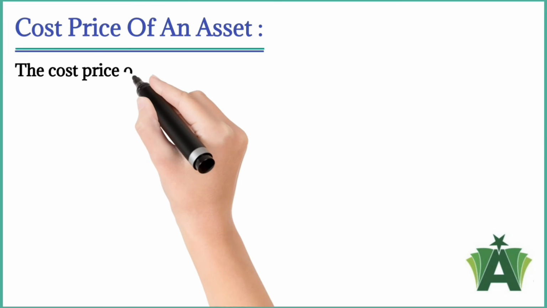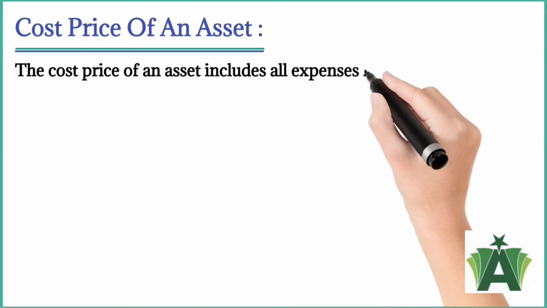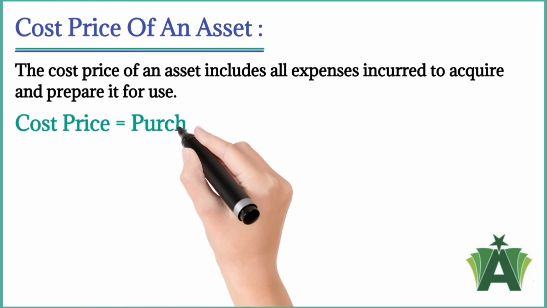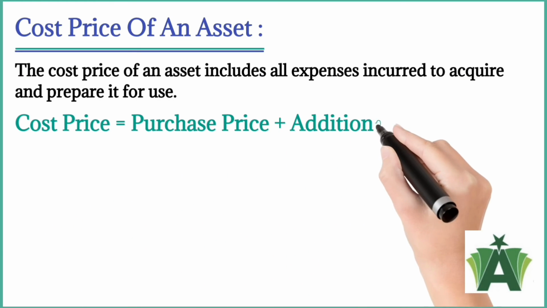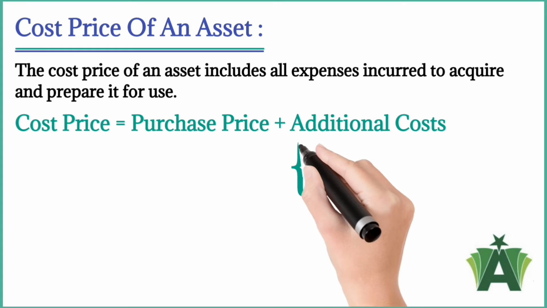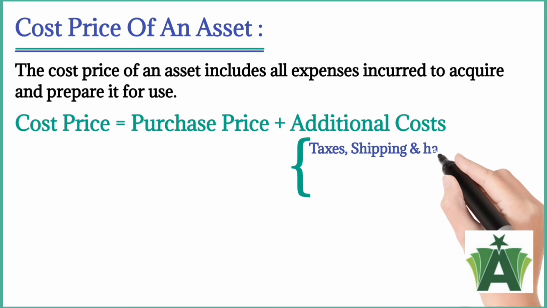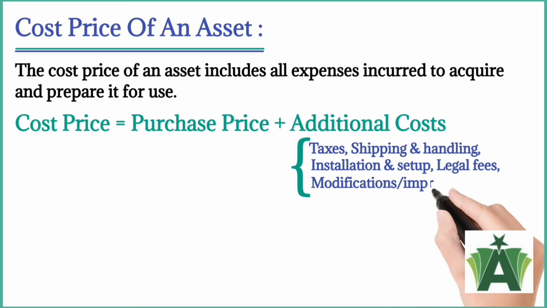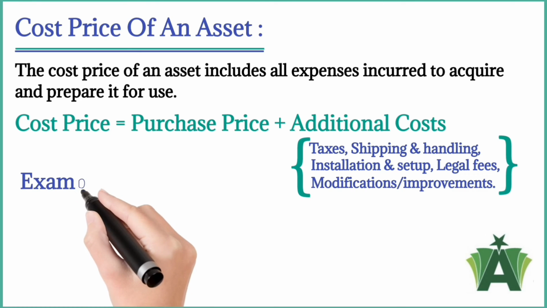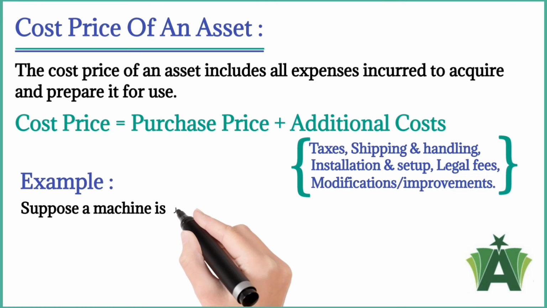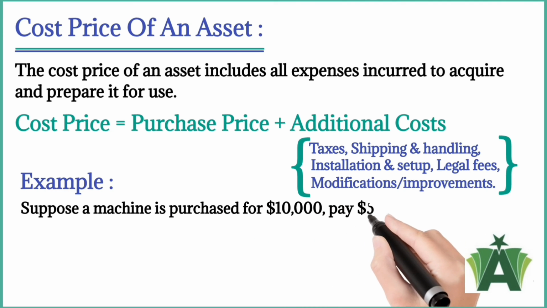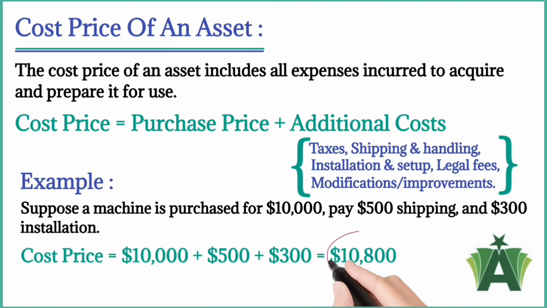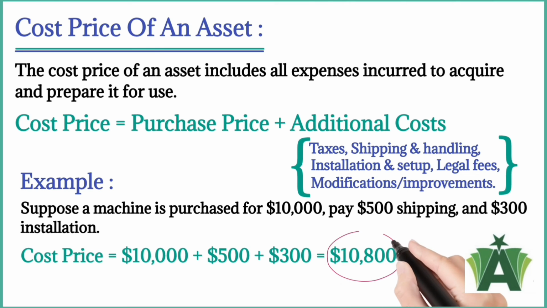The cost price of an asset includes all expenses incurred to acquire and prepare it for use. The formula is: cost price equals purchase price plus additional costs. Additional costs may include taxes, shipping and handling, installation and setup, legal fees, modifications, improvements. Example: suppose a machine is purchased for $10,000, pay $500 shipping, and $300 installation. The cost price of the machine is $10,800.